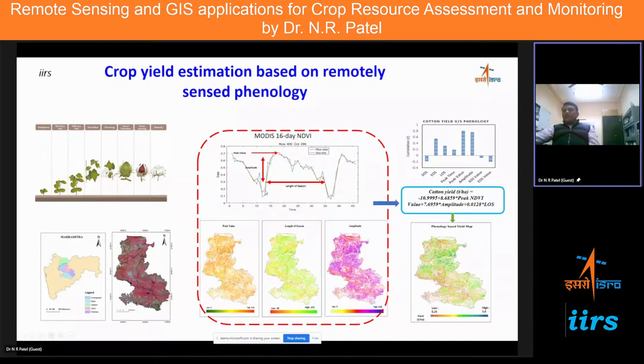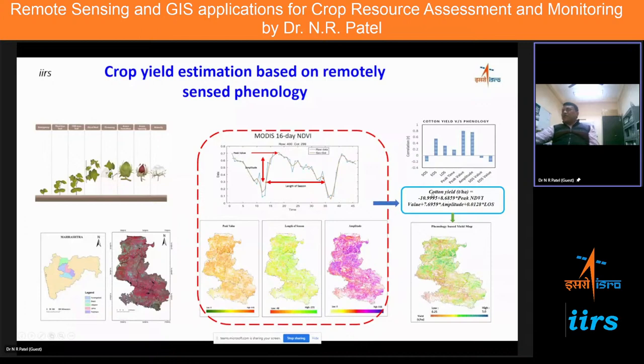So here you see, this is the start of growth. Emergence will take place. The crop reaches the peak growth stage. This is an NDVI curve, for the whole year, weekly. So here you see, this is the start. Then the crop reaches the peak growth stage. Then the crop starts maturing, senescence, and it is almost harvested. So this is called the length of growing season. This is the peak NDVI, the peak time. Then this is the amplitude. So these are the different phenological parameters. These phenological parameters are derived and related with the crop yield to get the crop yield model.